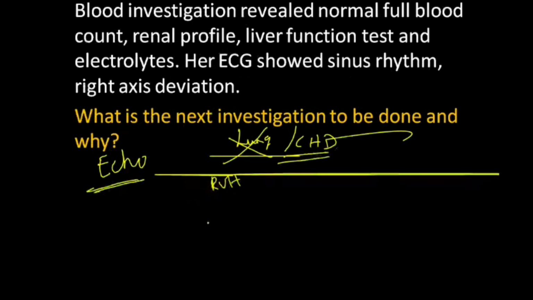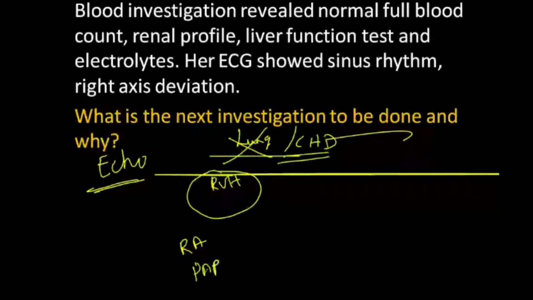So now we have to look for a congenital heart disease which causes right ventricular hypertrophy. When there is right ventricular hypertrophy, we should also know what has happened to the right atrium, what has happened to the pulmonary artery pressure, what has happened to the valves. All this we will know only with echocardiography.